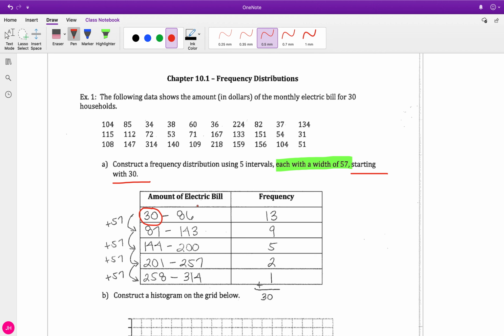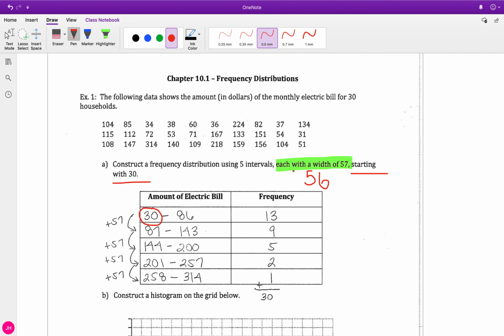Then I can go back, and the classes are supposed to take up every number. So if the first class started at 30 and the second class started at 87, that means this one had to go 30 to 86, just one below this. Another way to do it is to say the class width is 57, so I could always go one less than that and get 56 and do 30 plus 56 to get that 86. They're both kind of the same amount of work. It's just how you want to think about it.